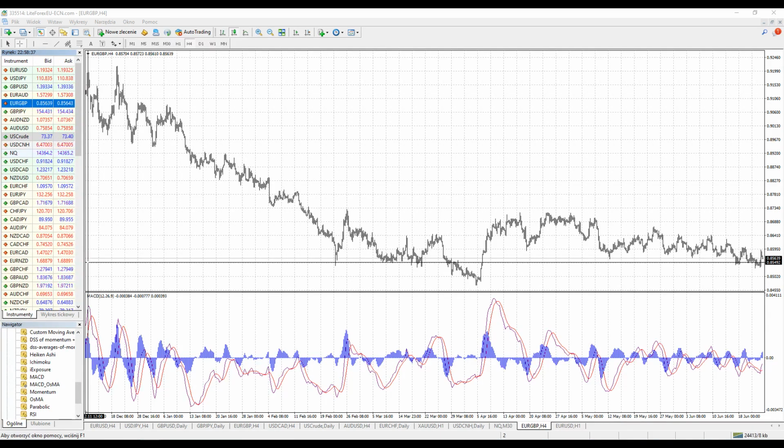The very important thing here, I have to say it clearly: I don't think that basing trades on the MACD solely makes it possible to trade profitably long term without any additional resources and tools.